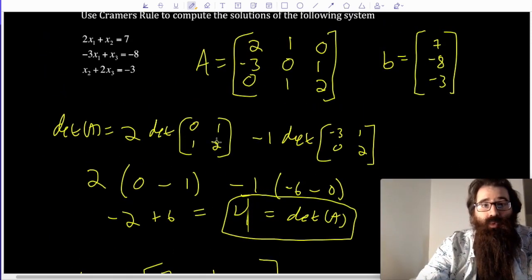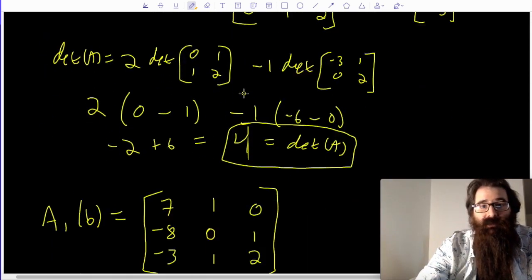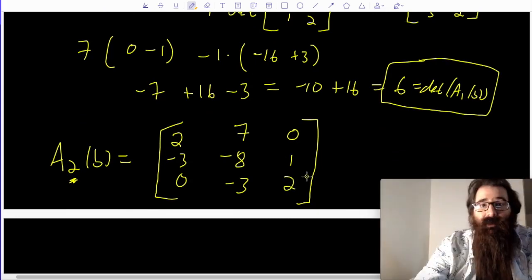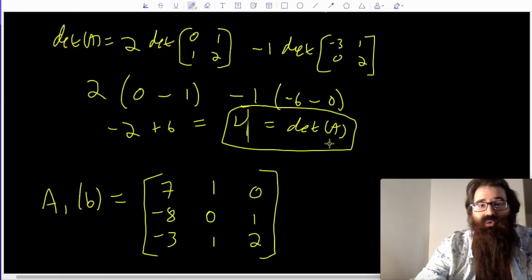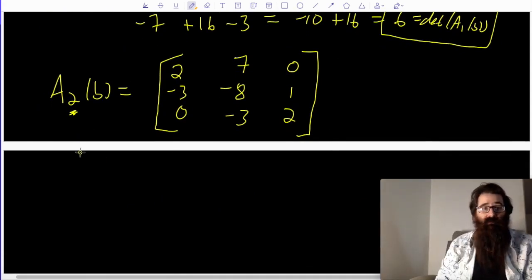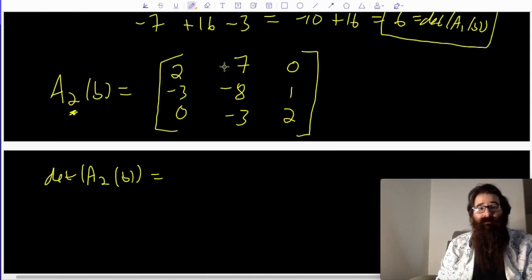So what was column 1? Column 1 was 2, negative 3, 0. Column 3, what was that? 0, 1, 2? Just the numbers in order like that. Yeah, 0, 1, 2. Now I want to find the determinant of this matrix. All right. Not a big deal. We can do that. And here I can still take advantage of a cofactor expansion along the top row.